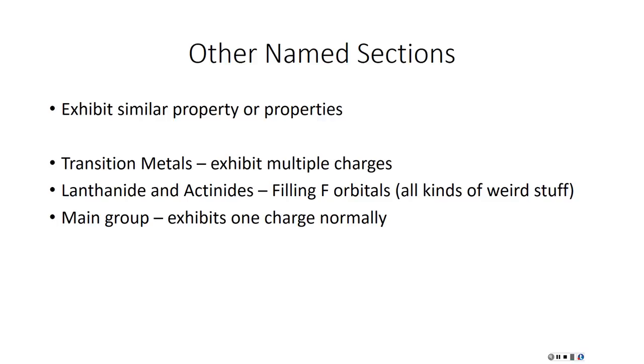Then down at the very bottom are the lanthanides and actinides. They're also called the rare earth elements, and these do all kinds of weird things. We won't get into why that is, but there are all kinds of interesting properties that can occur down in that bottom part. But again, this is just another way to break up the periodic table, talking about the various sections of it.